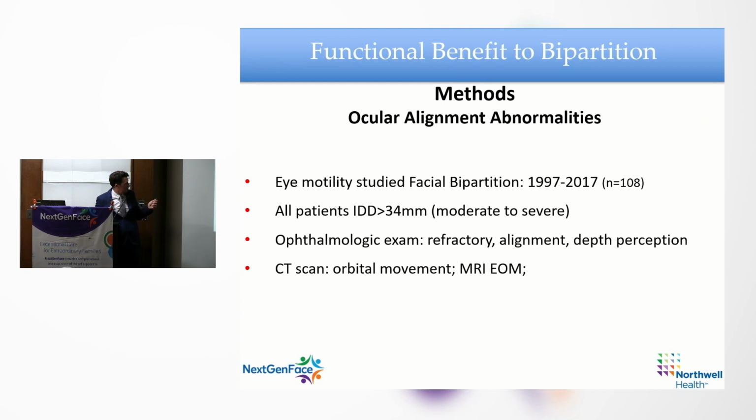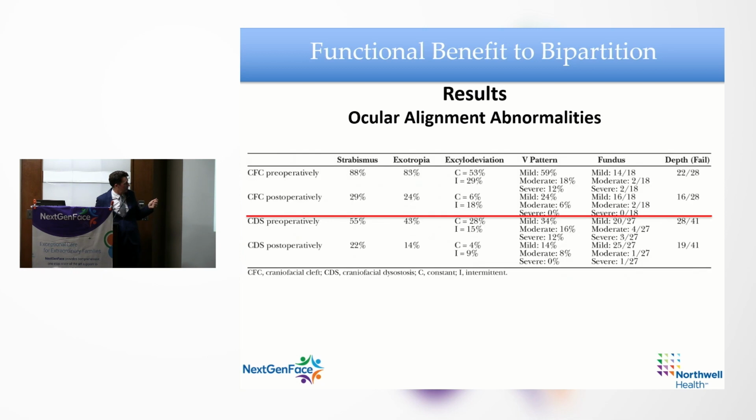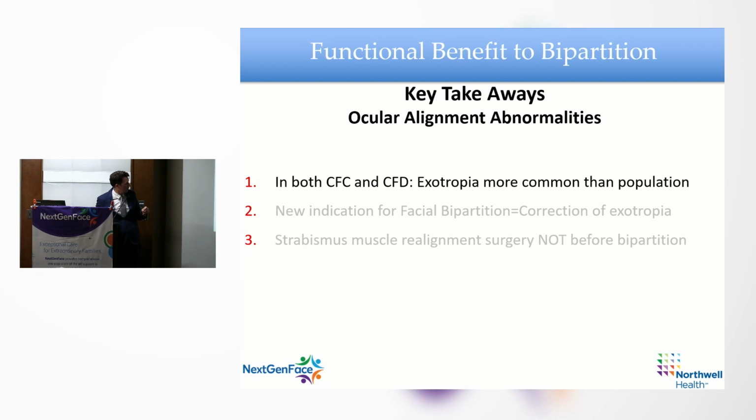So we looked at multiple patients that had moderate to severe hypertelorbitism, and you can see the craniofacial clefts, the improvements in strabismus, exotropia, and depth. And then our dysostosis patients, improvements in strabismus, exotropia, and depth as well. So for both, exotropia is more common than you would think. There's a new indication for bipartition to fix exotropia, and strabismus muscle alignment should not be done before bipartition.